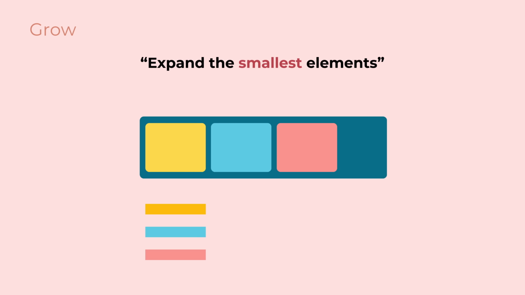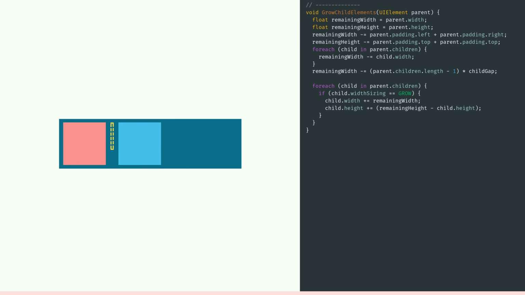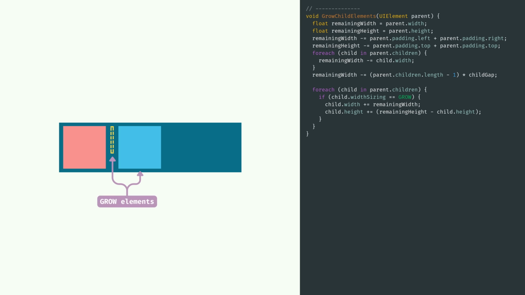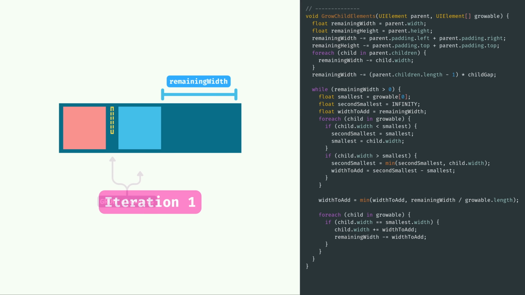Now that all our elements are the same size, we expand all three of them together until we run out of space. Let's return to our grow implementation. We previously figured out how to calculate the remaining width. Now we just need to figure out how to properly apportion it to the two right-hand children. This involves two passes over the subset of children that have grow sizing.